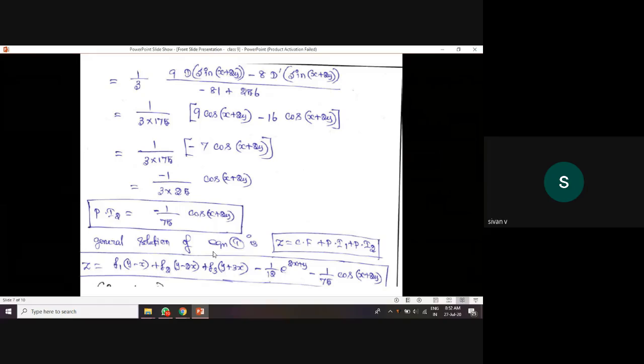Therefore, the general solution of equation 1 is z equal to complementary function plus particular integral 1 and particular integral 2. Particular integral 1 is minus 1 by e power x, 2x plus y. Particular integral 2 is equal to minus 1 by 75 of cos of x plus 2y. This complementary function we already found, so it is as it is. Anybody having doubt? I'll show from the beginning.